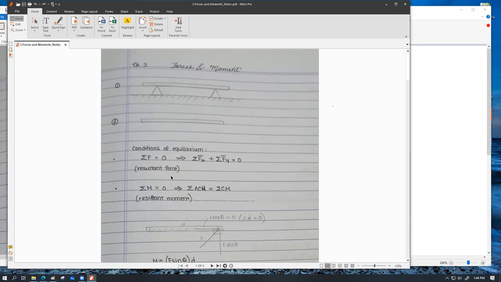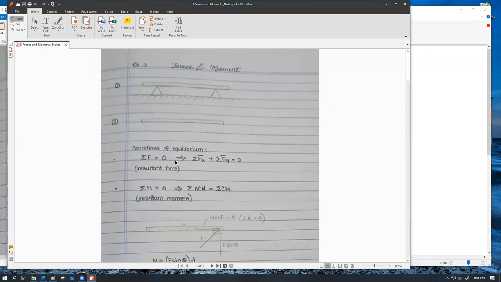Resultant force should be zero, which can be checked using the triangle rule, the parallelogram rule, or the polygon rule. Did I talk to you about the polygon rule yet? Yes, sir. No, polygon, parallelogram. Polygon rule, don't worry.